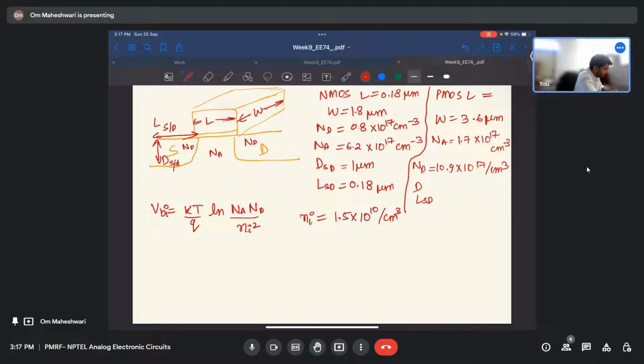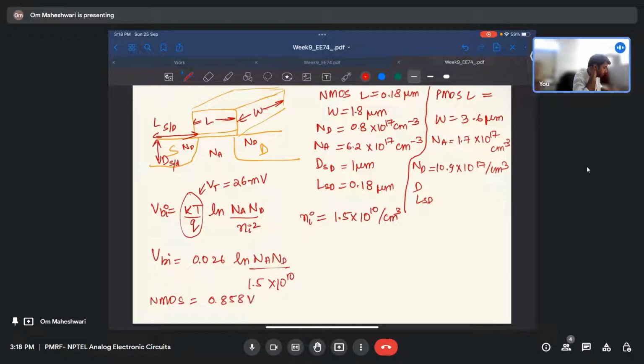So kT by q is VT and it is given to be 26 millivolt. So VBI will be 0.026 ln Na and Nd by ni, which is 1.5 into 10 to the power 10. If I calculate it for NMOS, I should get, I think, 0.858 volts, and for PMOS, 0.892, 0.893 volt.